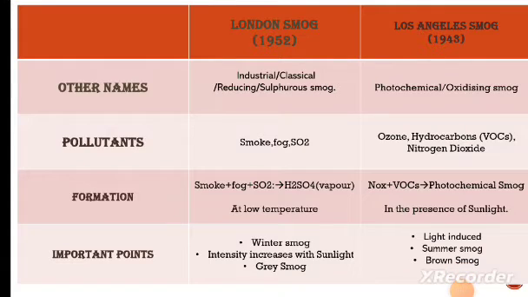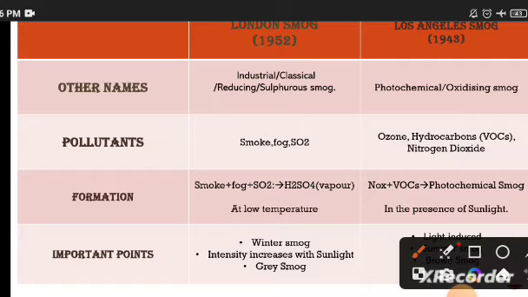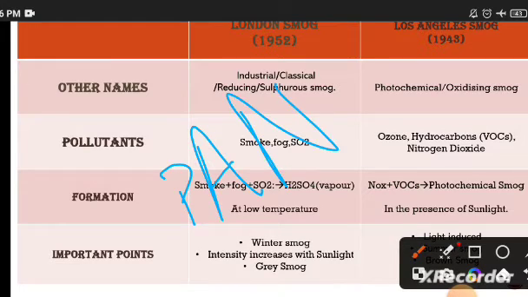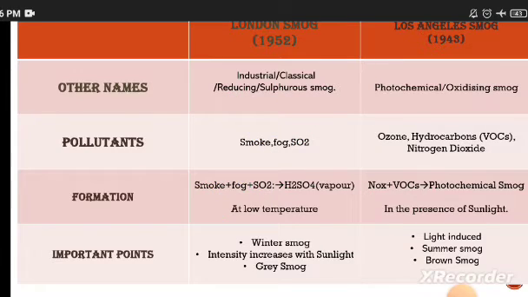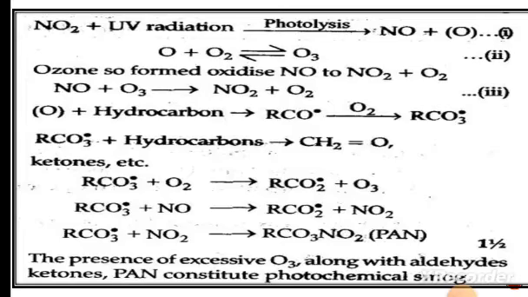Photochemical smog has many adverse effects. One of them is eye irritation, but this is mainly caused due to the formation of PAN products, that is peroxyacetyl nitrate, which is brown in color. That's why photochemical smog is also known as brown smog. Now let's see the reactions, that how this PAN is formed.